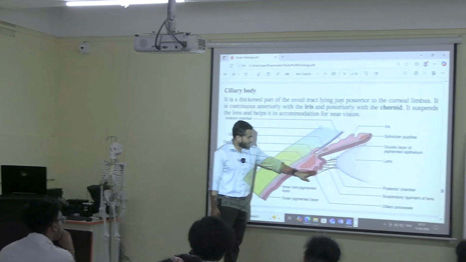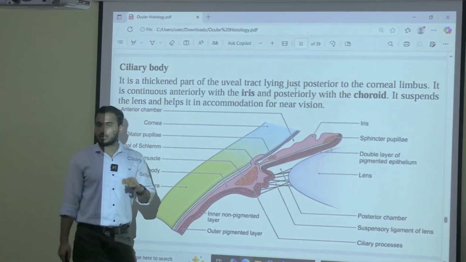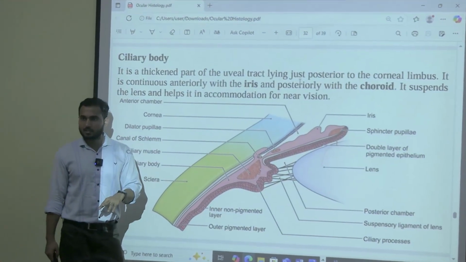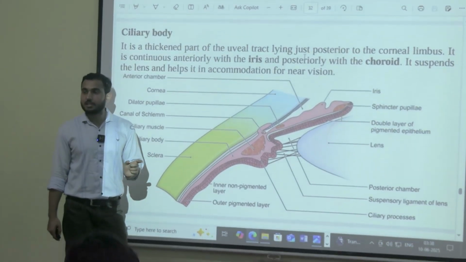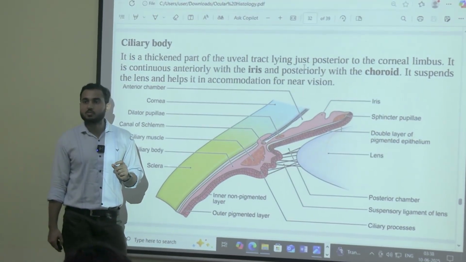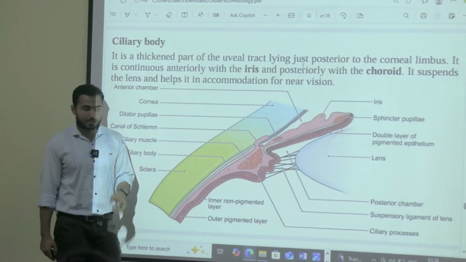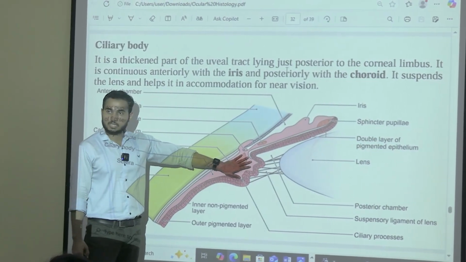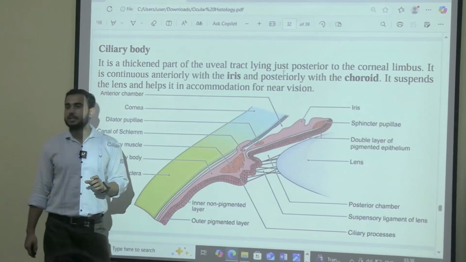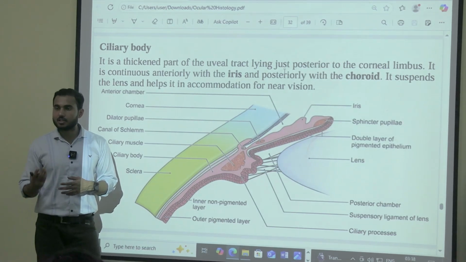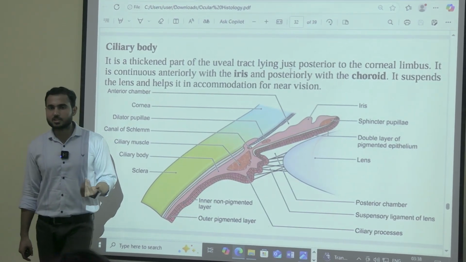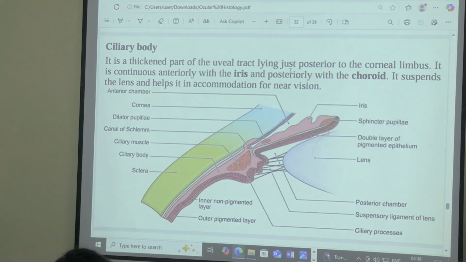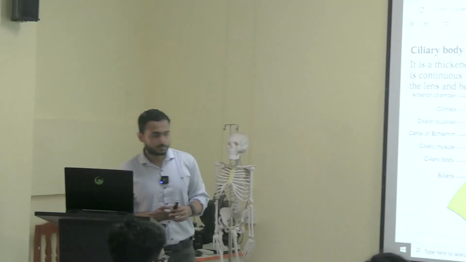In this particular diagram you can see the double layer epithelium, the inner layer and the outer layer. One layer is pigmented, another layer is non-pigmented. What is the function of the non-pigmented layer? To produce the aqueous humor. Next, the stroma is mainly made up of blood vessels, and along with that ciliary muscles are also present. What is the function of the ciliary muscle? It helps in accommodation for near vision.